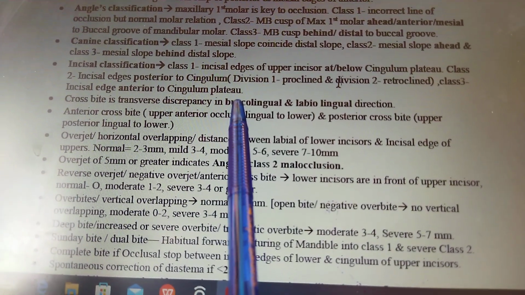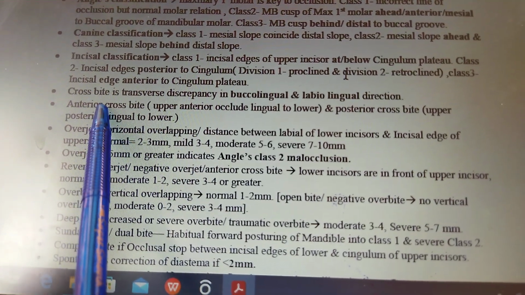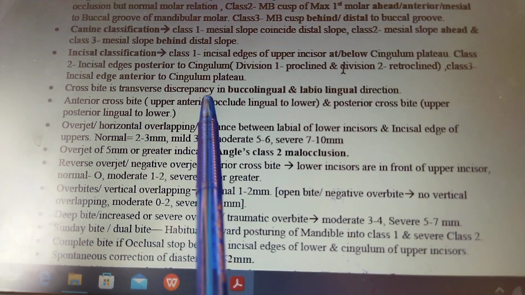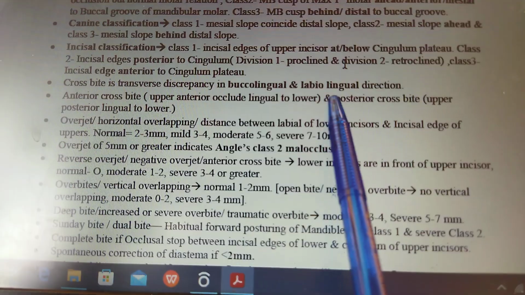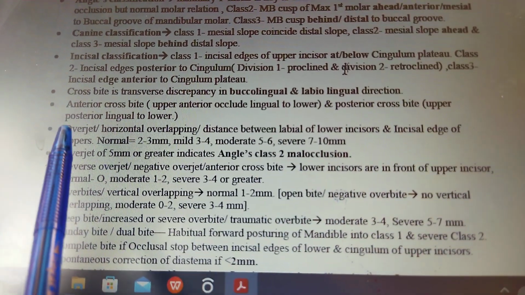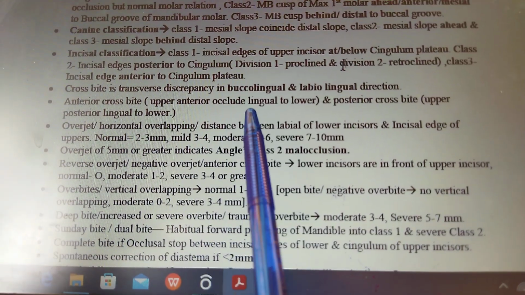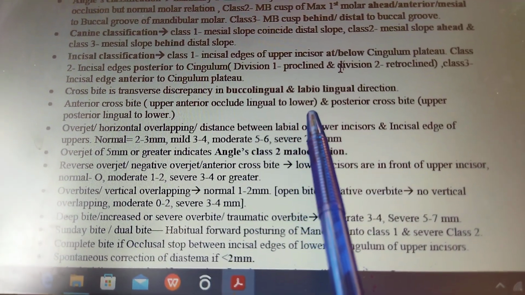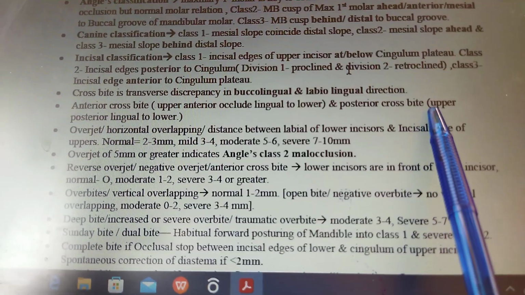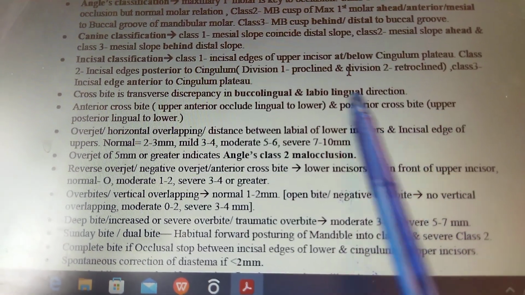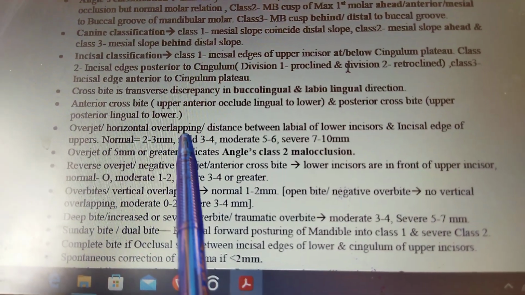Now, crossbite is a transfer discrepancy in buccolingual and labiolingual direction. Anterior crossbite: upper anterior occlude lingual to lower. Posterior crossbite: upper posterior lingual to lower posteriors.